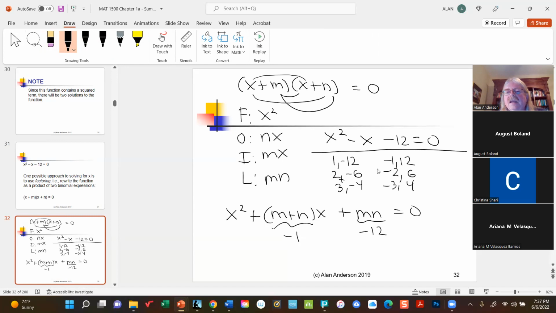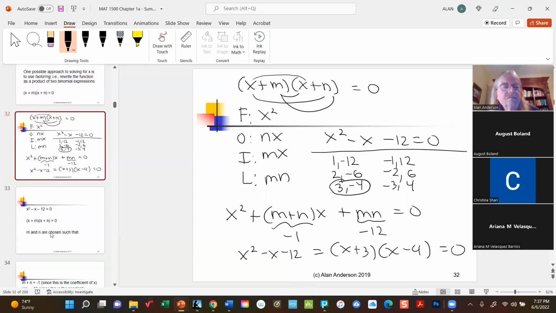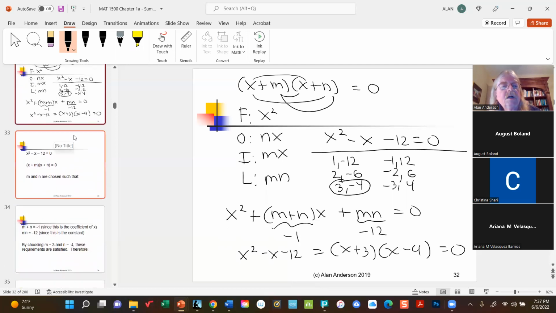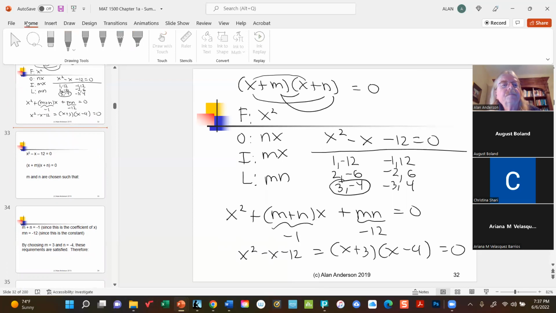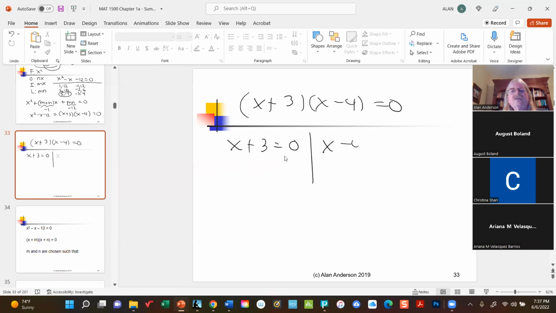Only one of them has a sum of negative one, though, which means that x squared minus x minus 12 is the same thing as x plus 3 times x minus 4. Now I can set that equal to 0, and I can find the two solutions. So let's do that. I can write separately, set each of these equal to zero.